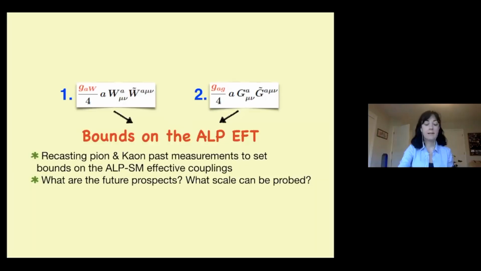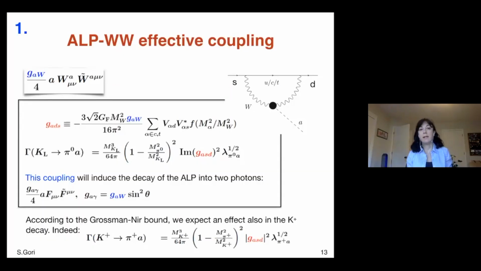Okay. So let's start with this second part of the seminar, and in particular, let's start with this AWW tilde interaction. As we already mentioned, this interaction will lead to flavor violating couplings. In particular, I'm interested in the S to D transition that is mediating the Kaon decay to a pion. The effective coupling of the ALP with the down quark and the strange quark is written down here. Of course, we have proportionality to this GAW coupling in blue, as well as to CKM elements.